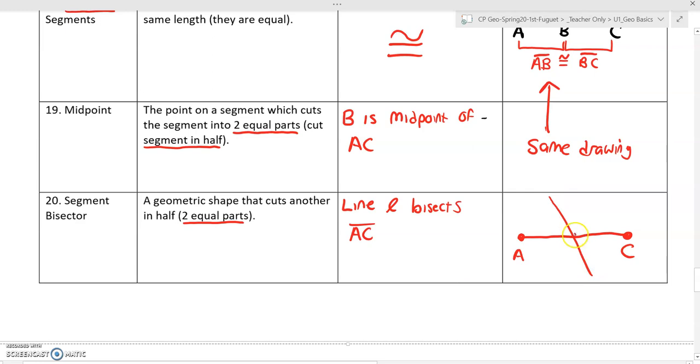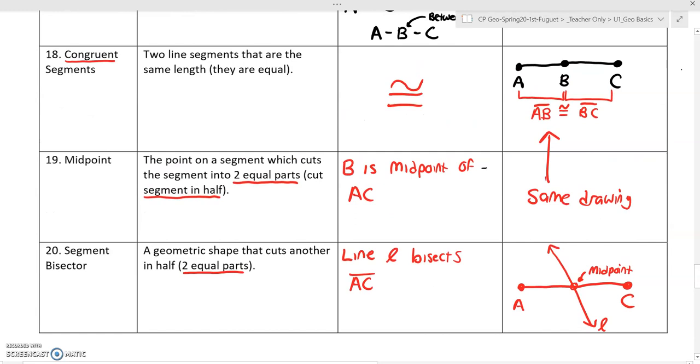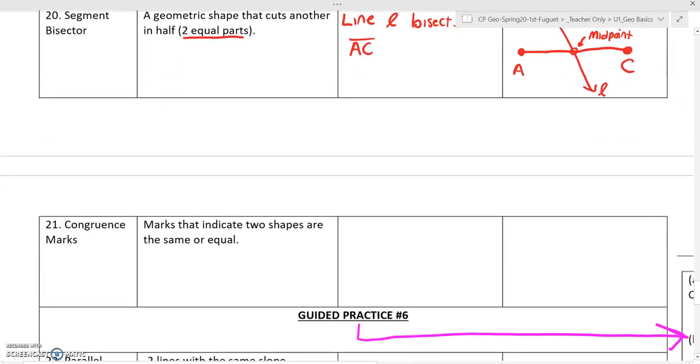And by cutting it, this point right here is technically going to be considered our midpoint, because that is the point at which it cuts A and C into two equal parts. And this line right here, I'm going to label with a little L, and indicate that line L is bisecting AC. Now, looking at definitions 18 and 20 in particular, we're going to need a more specific way of communicating when two things are equal. And that leads me right into definition 21.